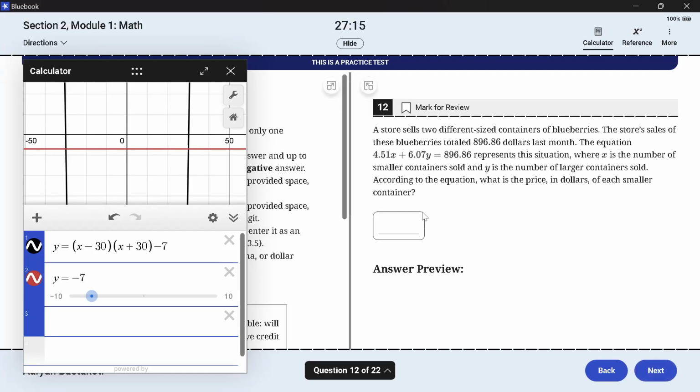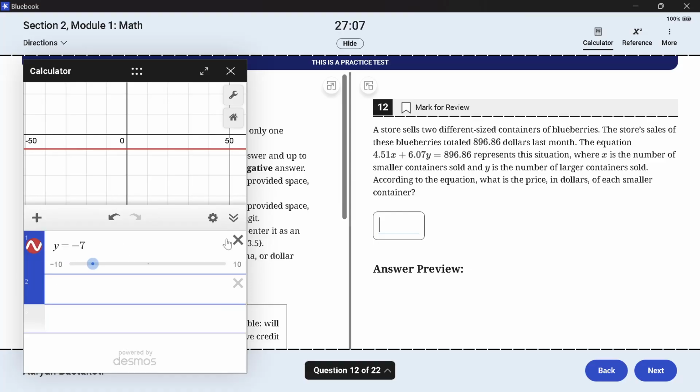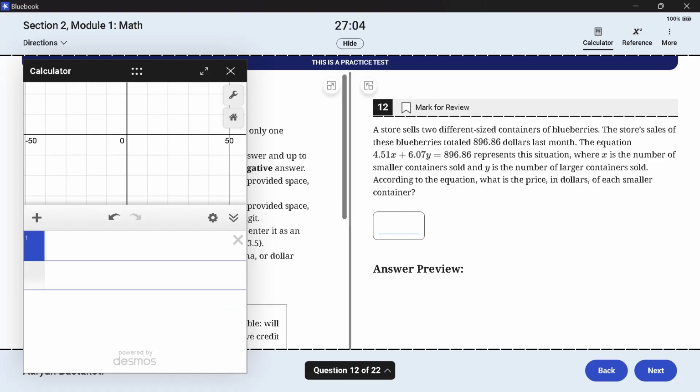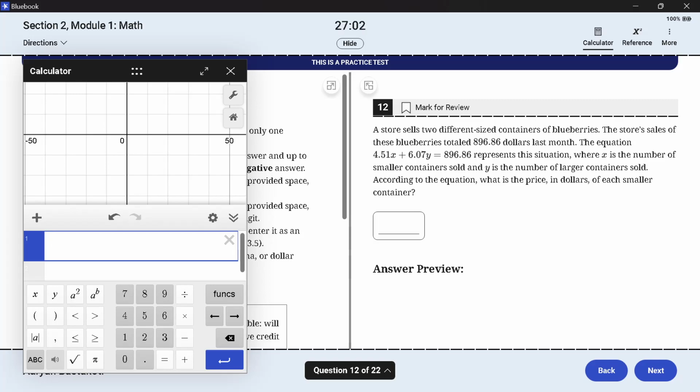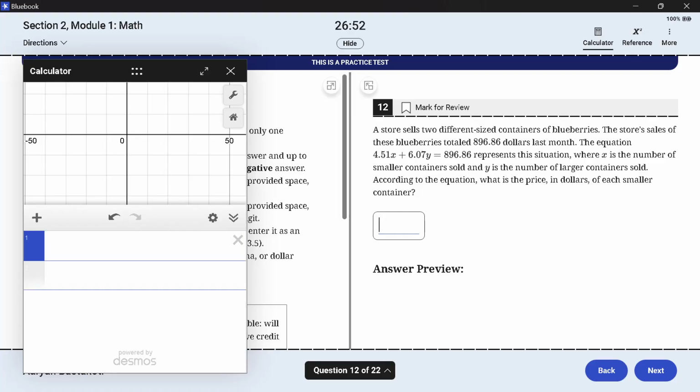A store sells two different sized containers of blueberries. The store sells these blueberries totaled $896.86 last month. The equation 4.51x plus this represents the situation where x is the number of small containers sold and y is the number of large containers sold. What is the price in dollars of each small container?